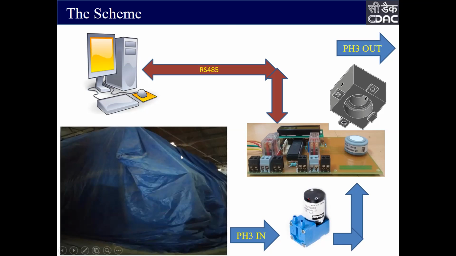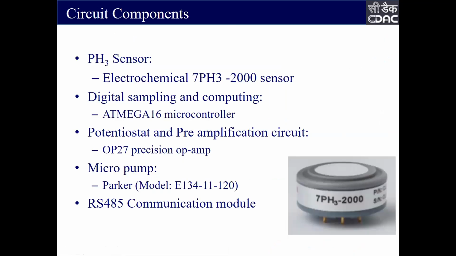This is the basic scheme: from the fumigation area, we sniff the gas through a micro pump and push it over the sensor, which is inside a gas chamber. Then we do a DC conversion, transmit it over RS-485 to our computer, and do the post processing.